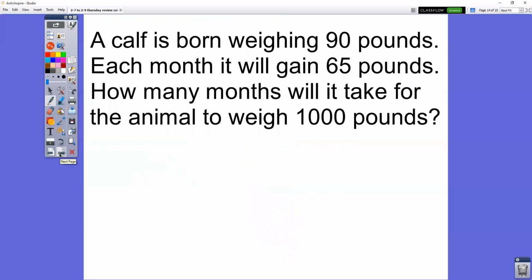Take a look at this one. A calf, which is a baby cow, a calf is born weighing 90 pounds. Each month, it will gain 65 pounds. How many months will it take for the animal to weigh 1,000 pounds? Go ahead and try this one, please.